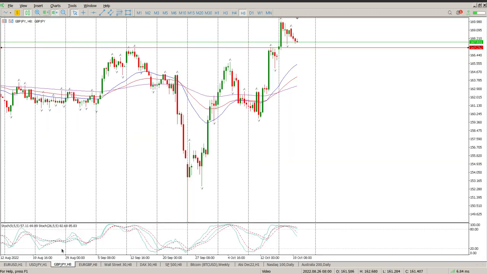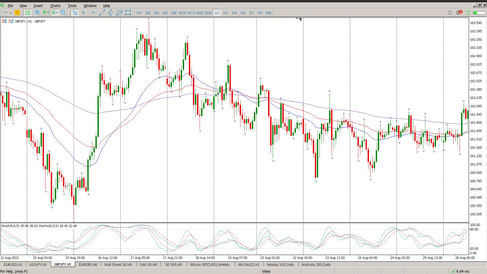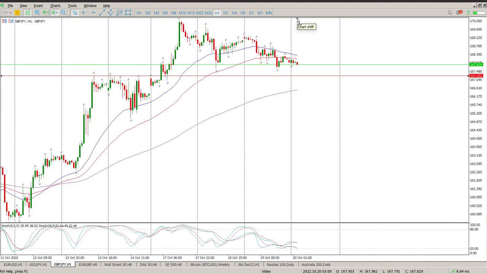Moving on to British pound Japanese yen. The pullback is continuing at the moment. Still no real opportunities for me here, and you can see pretty much big up, big down. It does look like we're trying to change, but look at the oscillators here.